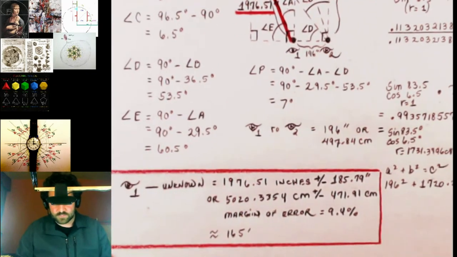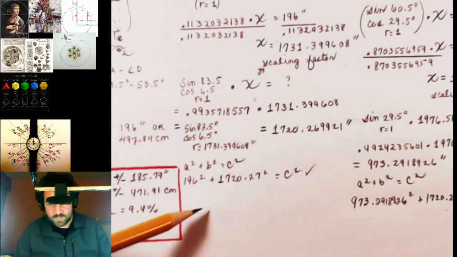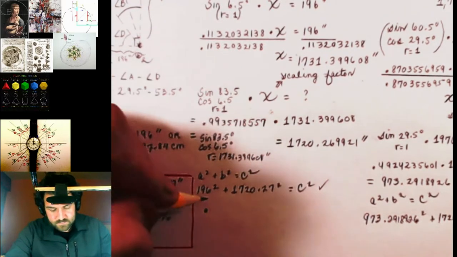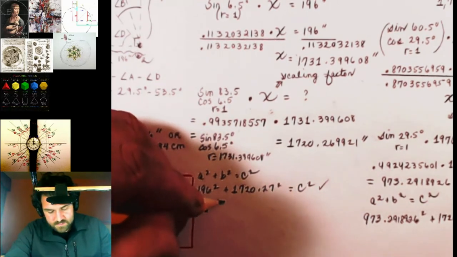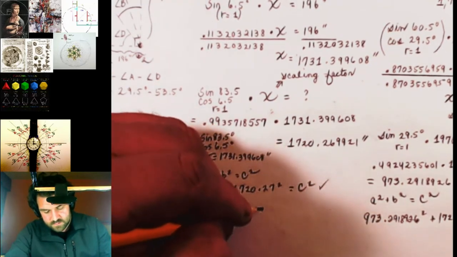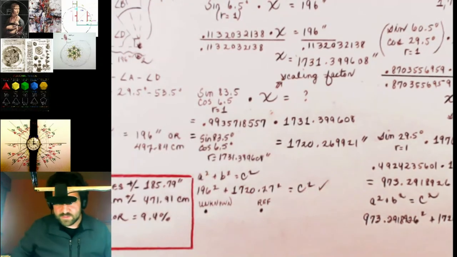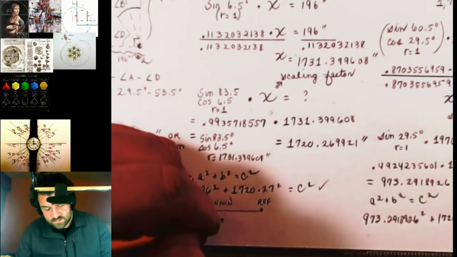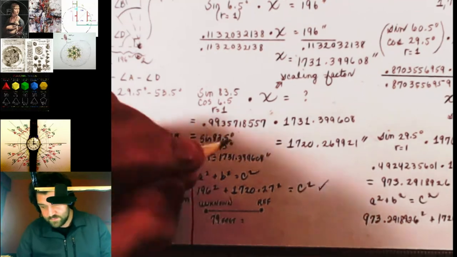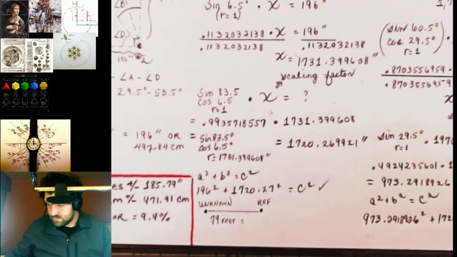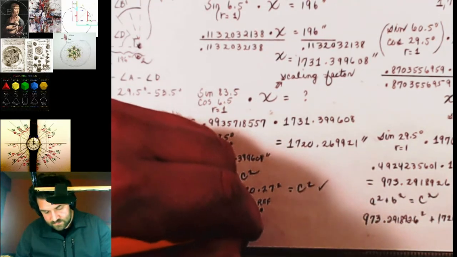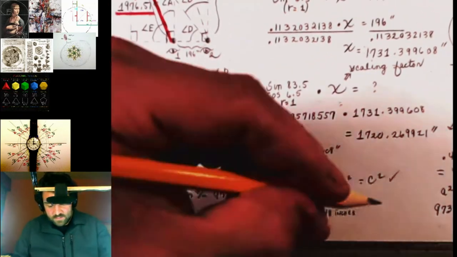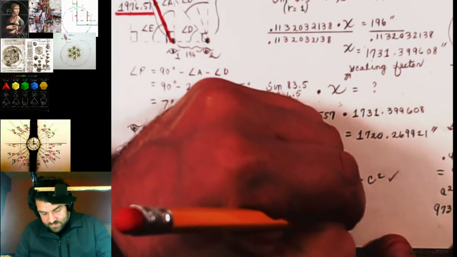Let's go down here and write in this little area. So the actual distance from the unknown pole to the reference pole was 79 feet. If we make that inches, it's 79 times 12, 948 inches. So this was the actual distance.